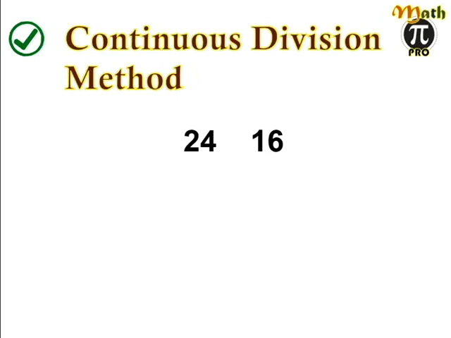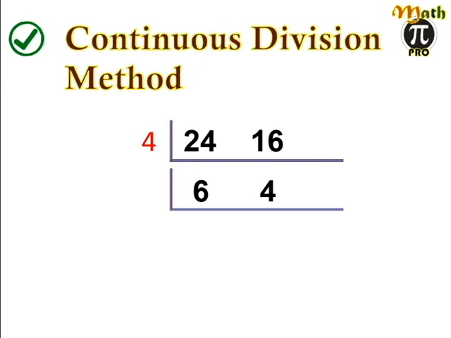And now is continuous division method. So, let us now use the same numbers, 24 and 16. So in continuous division, what you need to do is to find a common factor of the two given numbers. So let's say 4. Dividing 24 and 16 by 4, you get 6 and 4. And then after doing that, we again look for another common factor. So 6 and 4 can be divided both by 2. So we divide them. That's 3 and 2.